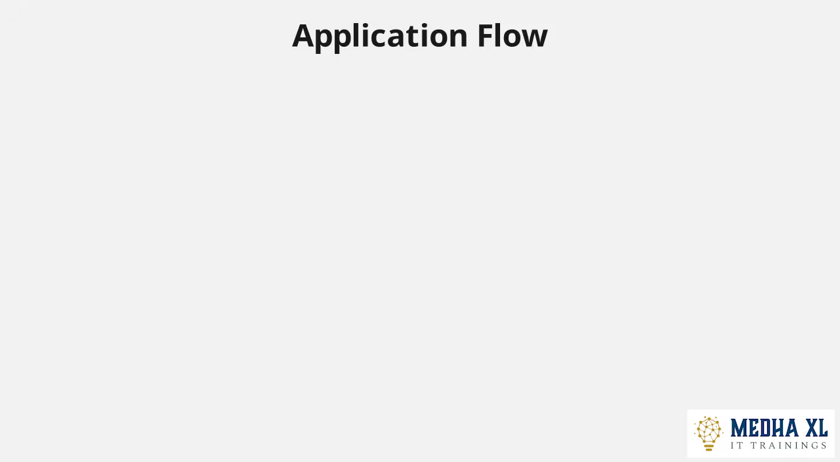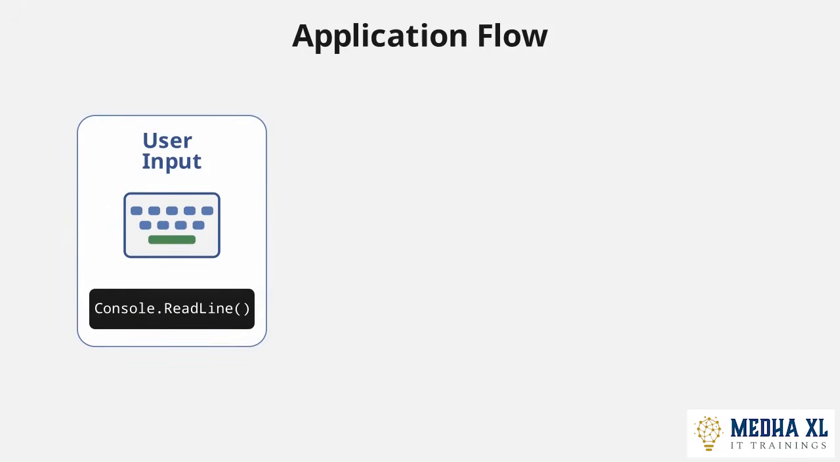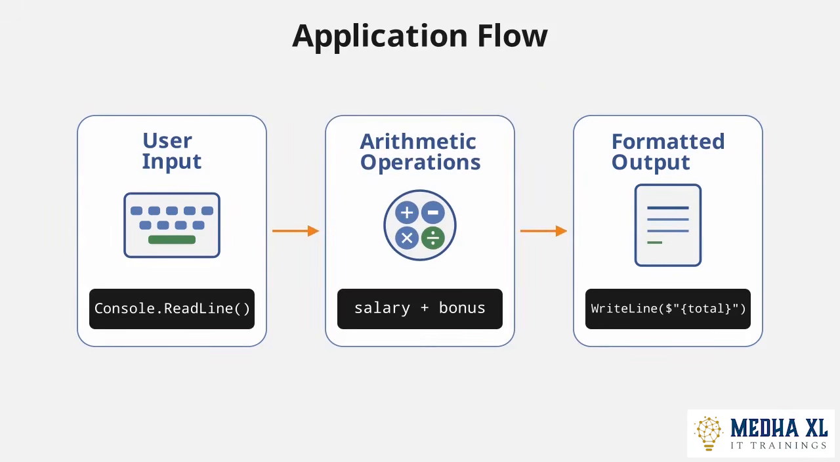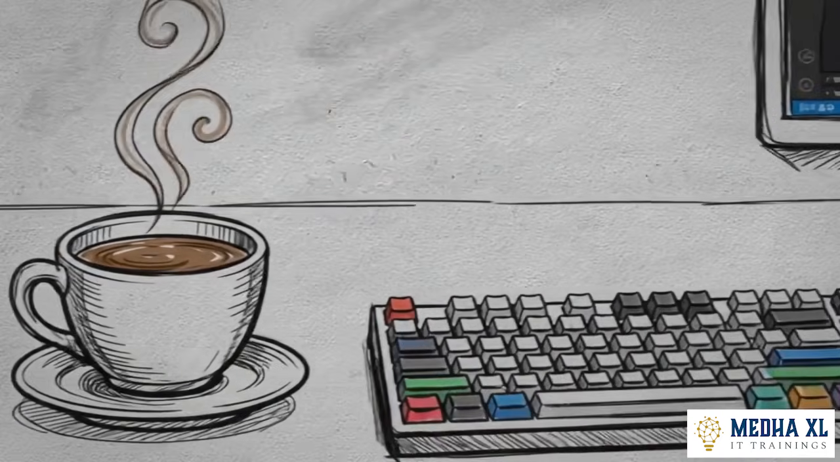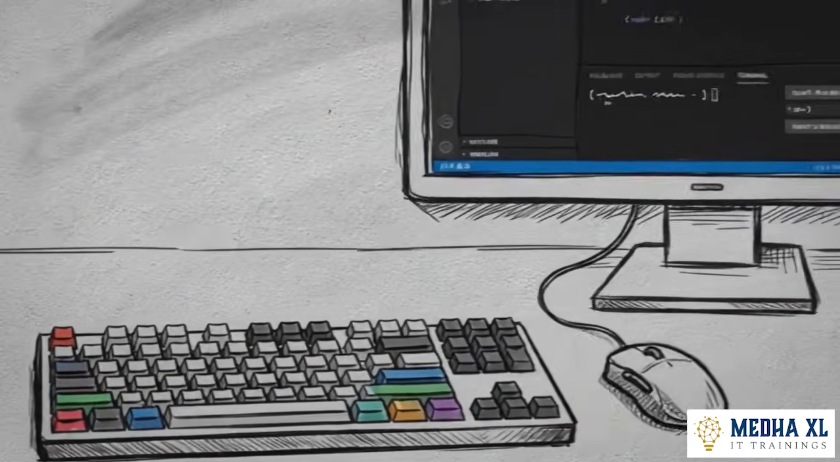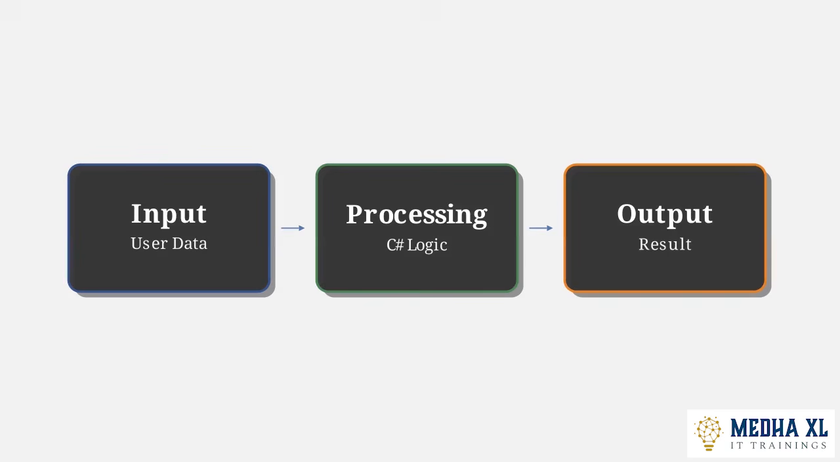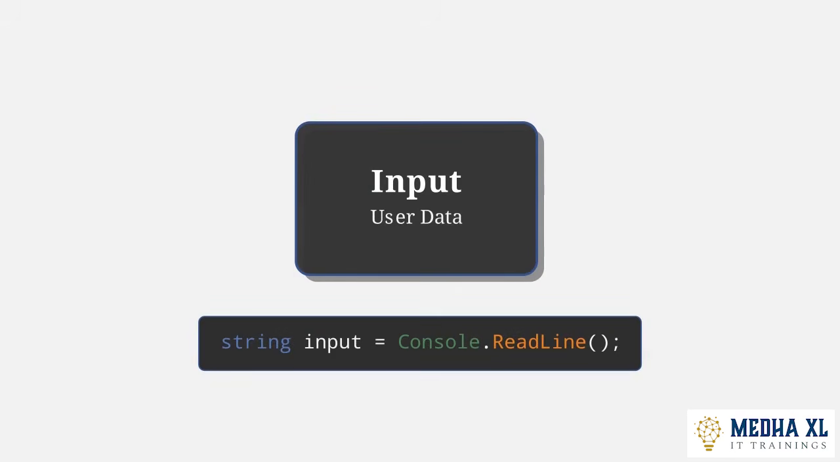Along the way, you will learn how to handle user input, display formatted output, and execute basic arithmetic operations in C#. To follow along, you just need your code editor open with a blank C# console application ready to go. Taking raw data in, processing it, and returning a result is the foundational pattern behind almost every application you will build. Let's look at how we handle that input first.